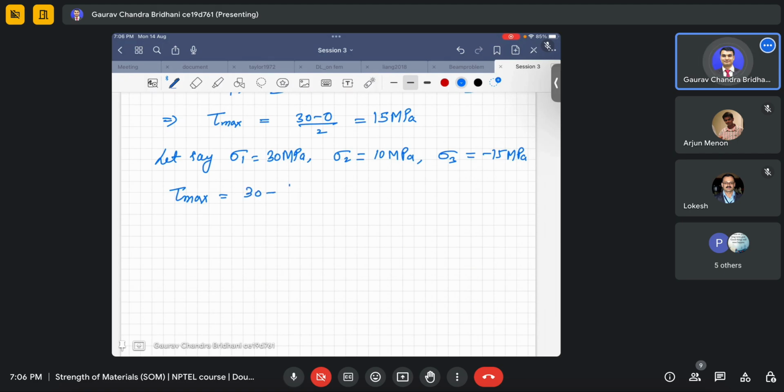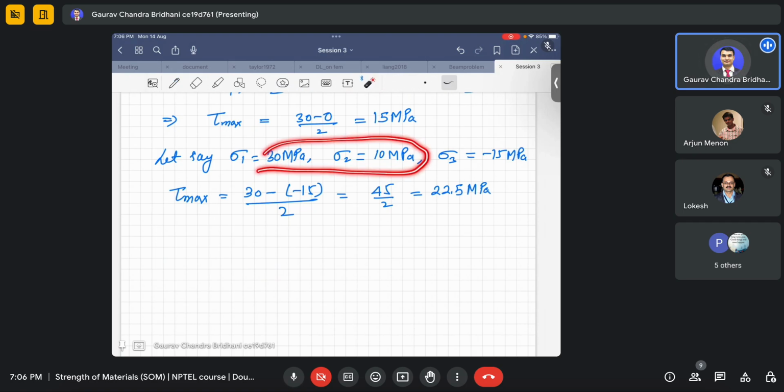30 minus 15 with the sign. Okay, we have to put with sign by 2. That is 45 by 2. That is 22.5 MPa. So what people do is they just consider these two values.